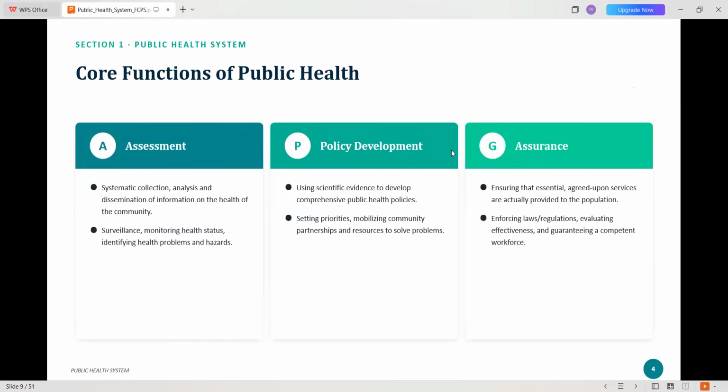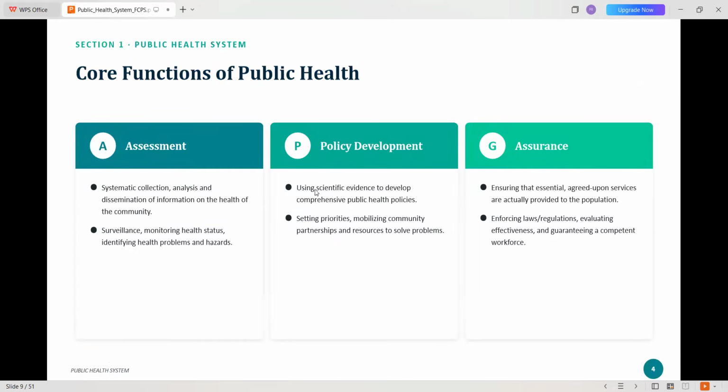and universities. So the core functions of public health are assessment, policy development, and assurance. So the assessment is the systematic collection, analysis, and dissemination of information on the health of the community. Surveillance, monitoring health status, identifying the health problems and hazards.